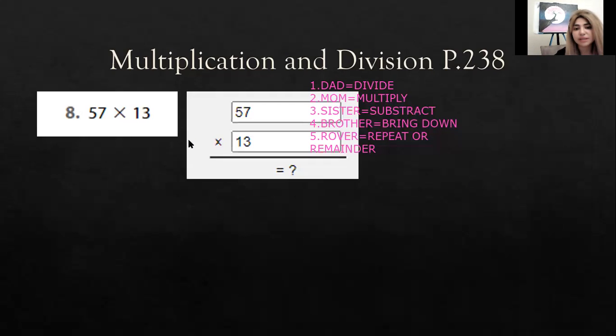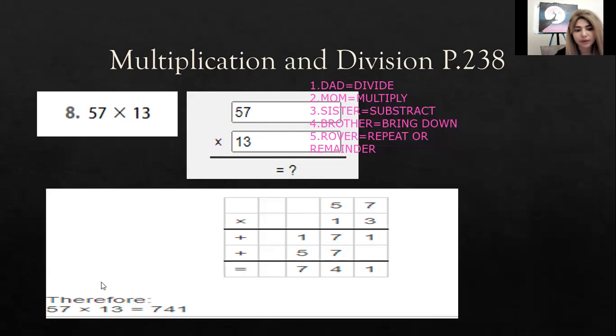57 multiply 13. I put it like this so I can solve it. Here I have 57 multiply 13. What do I do first? I block the 1 first. Then what do I do? 7 multiply 3 is 21. Do I write 21 like this? No. Here I write 57 and the 3.